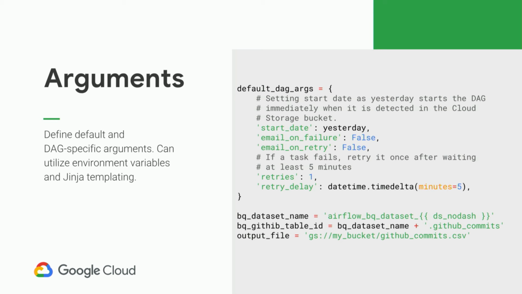So Airflow DAG has a default DAG argument section, which is for you to specify high-level arguments that apply to all tasks in the DAG. So for example, you can specify when you want your DAG to get started, whether you want to receive email when there's a DAG failure, and if a task fails, how many times you want to retry that task, and what's the delay between consecutive retries.